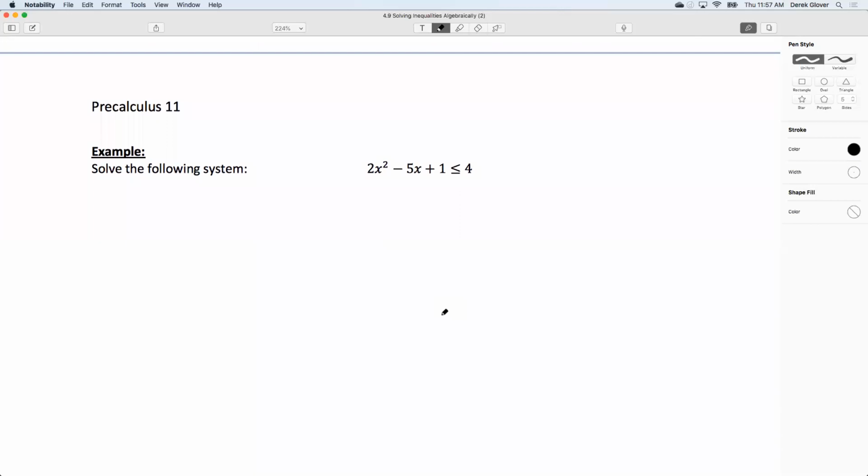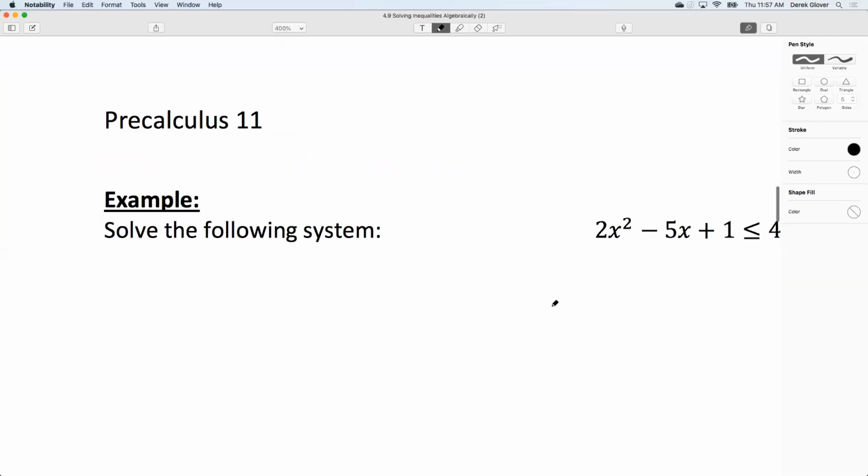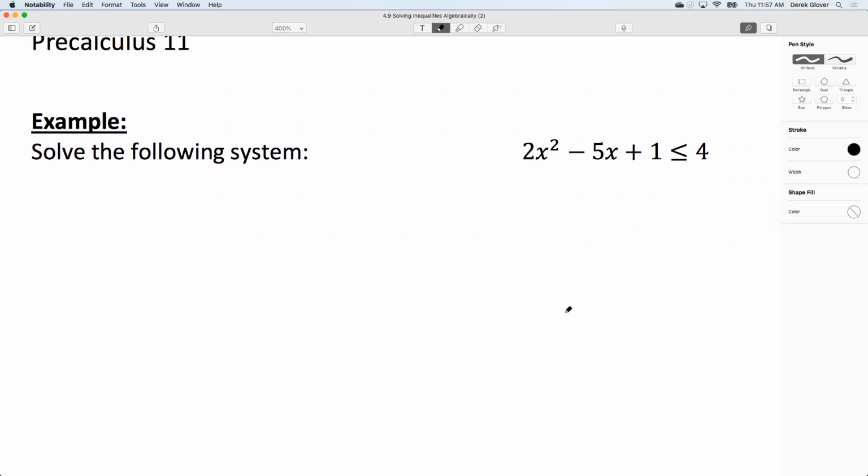All right, so let's try this out. We've got a system to solve. We're going to have to factor this equation, find our critical points, and then use our critical points to figure out what our actual solution set is. Okay, so we're going to need some space. Let's zoom in a little bit, and let's rewrite the equation out.